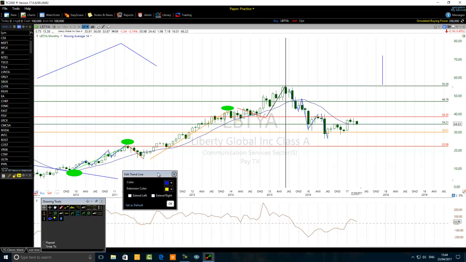In fact, we can look at it a little bit more. All right. So 1, 2, 3, 4, 5. It looks more like an impulse wave because the fourth wave is not overlapping the first wave, and the third wave here is not the shortest wave down. But don't be fooled. It is a corrective wave because we have a trend first. Now we see 1, 2, 3, 4, 5.